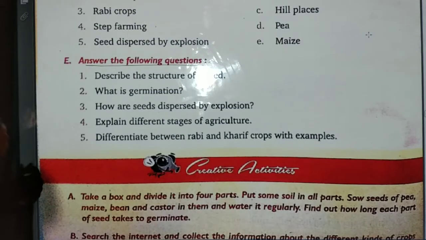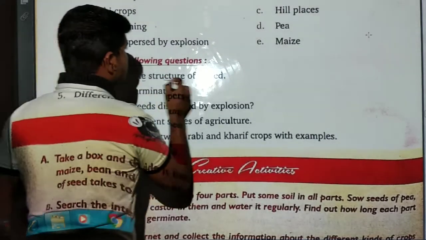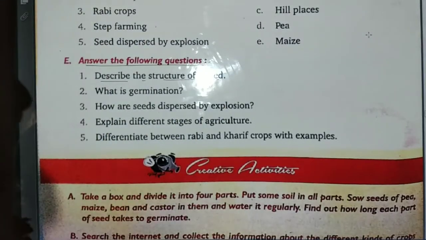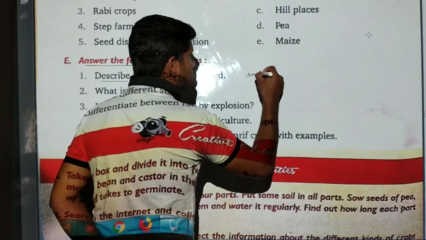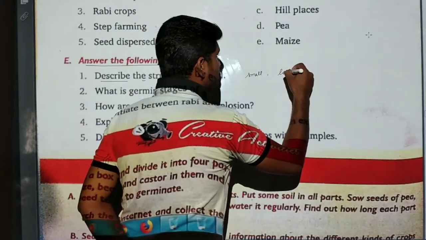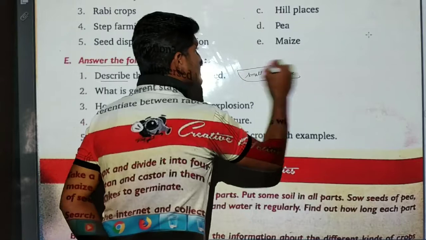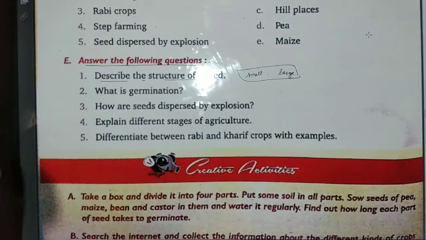So what is our first question? Describe the structure of seeds. So we have to describe the structure of seeds. We know that seed is very small. Some seeds are small and some seeds are large. And seed has three parts.